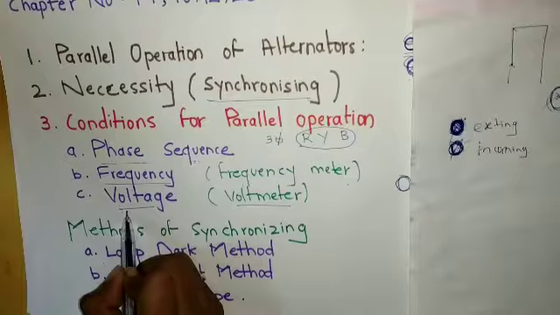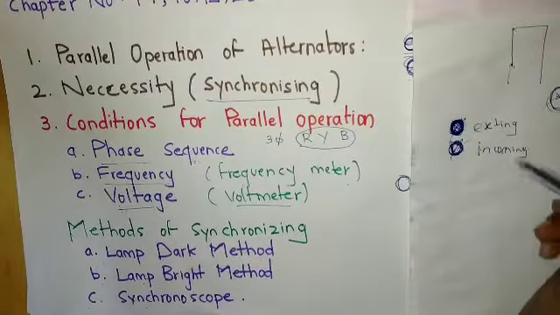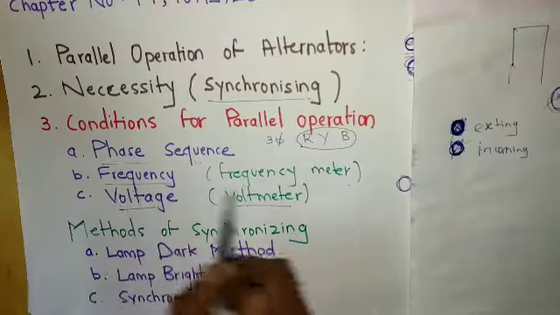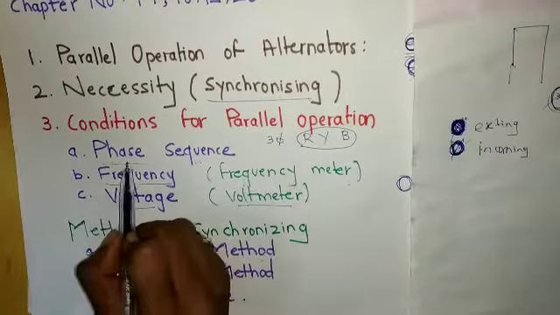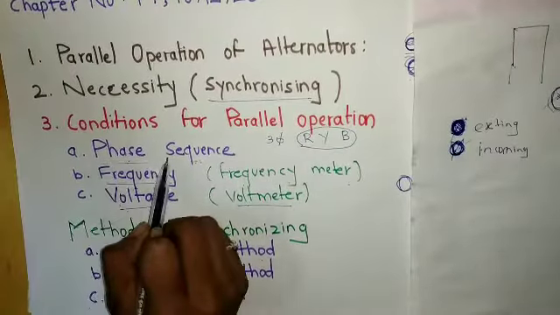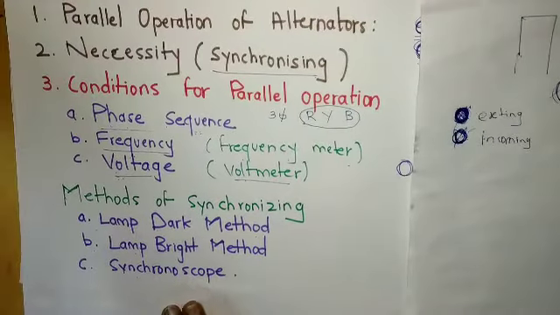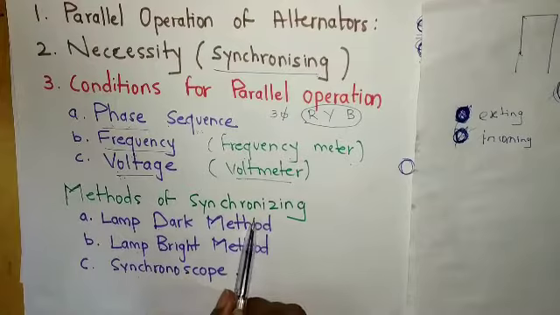So voltage, how will we check the voltage? If the voltage of both the alternators is the same, by using a voltmeter. Frequency, by using a frequency meter. And phase sequence, how will we check the phase sequence? We have methods to check the phase sequence. So, methods of synchronizing.